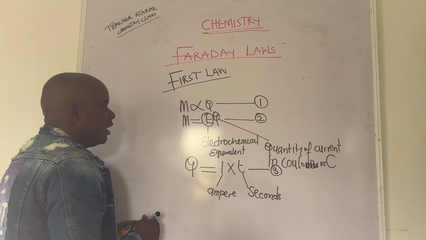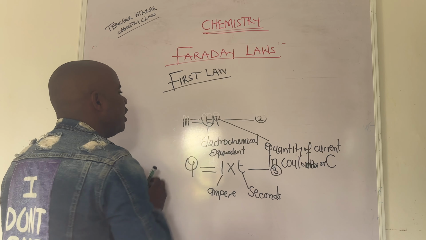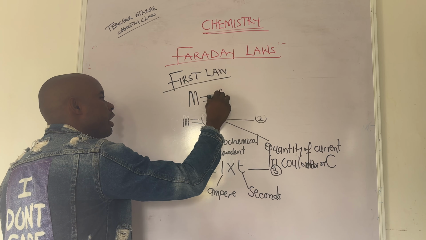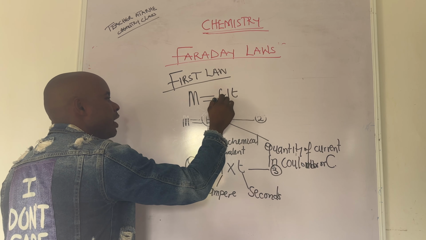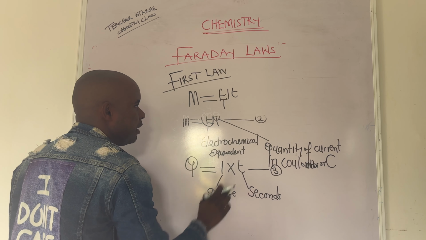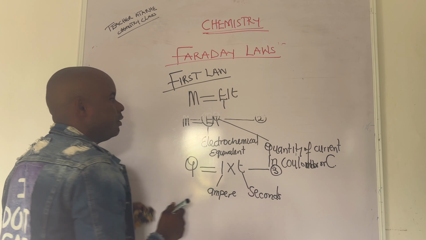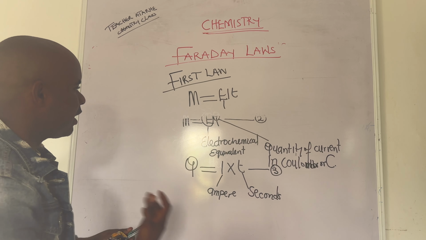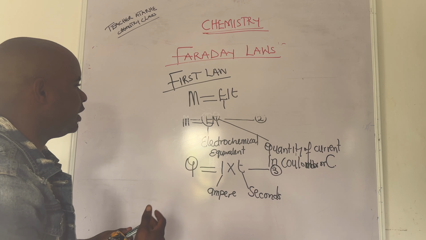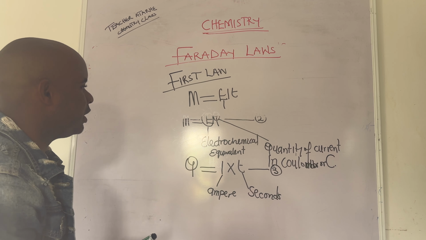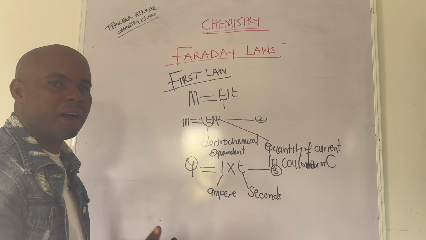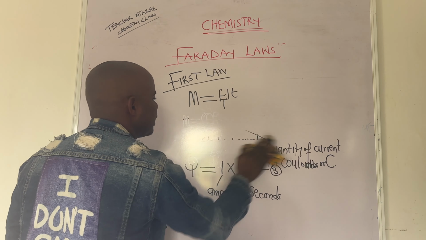By so doing, the first law gives us m is equal to Z I t, where Z is the electrochemical equivalent, I is the ampere, and t is the seconds. After this, Faraday gave us the minimum electricity needed to liberate each of these elements, by a constant known as the Faraday constant.